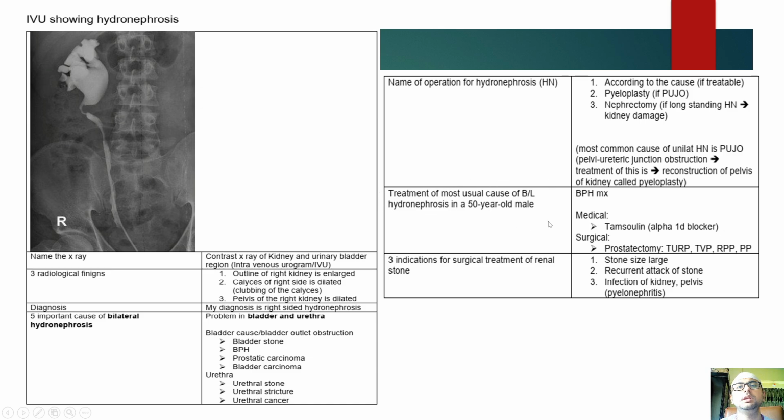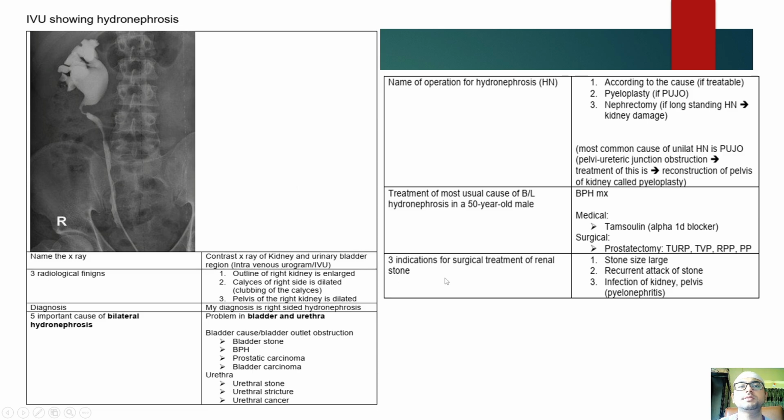What will be the treatment? The treatment will be tamsulosin, an alpha blocker, and prostatectomy, that is TURP, TBT, RPP, PPA. This is it. So TURP is the most common for BPH management.